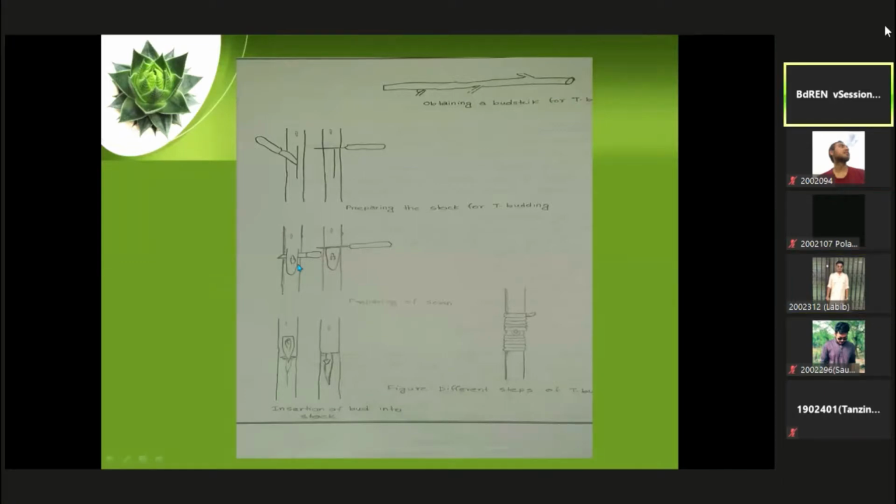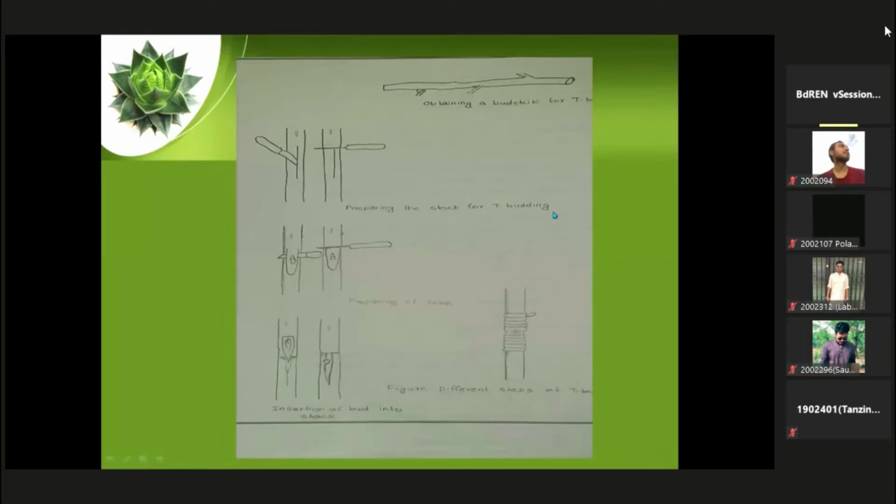Just the bark. Just the bark. Okay, sir. And we will give this T-cut and make a pocket like this way. Make a pocket. Okay? And this is the scion. From the scion, we will remove the bud like this way. Now see, we will give T-cut on rootstock. For this reason, the name of this budding is called T-budding.